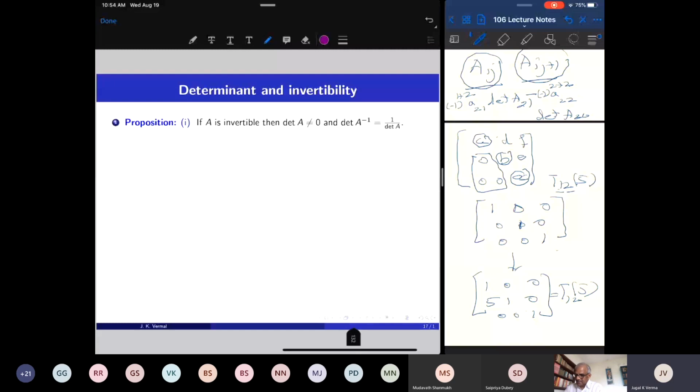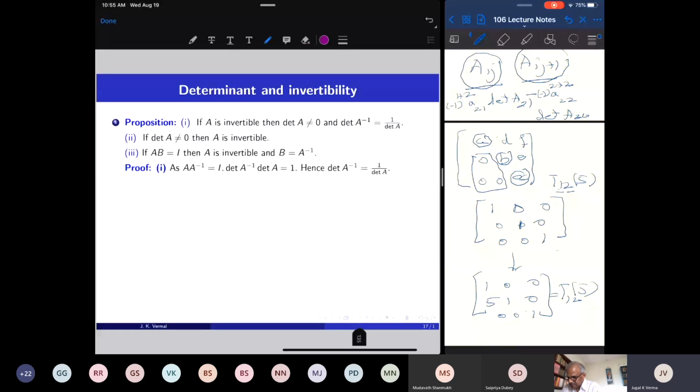So this proposition says that if A is invertible, the determinant is not zero, then the determinant of A inverse is 1 over the determinant. And if the determinant is not zero, then A is invertible. So we are saying that a matrix is invertible if and only if its determinant is not zero. And if it is invertible, determinant of A times determinant of A inverse is 1, so they are reciprocals of each other. If AB is I, then A is invertible and B is equal to A inverse. We have proved this before, but here is another proof using determinants.